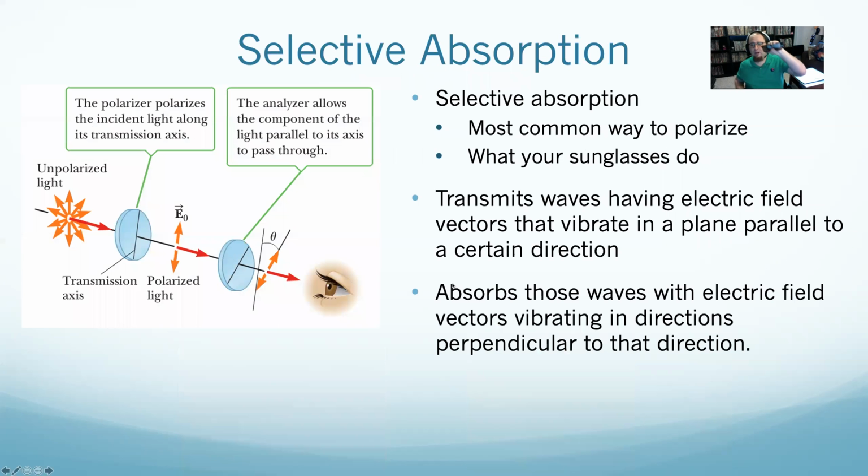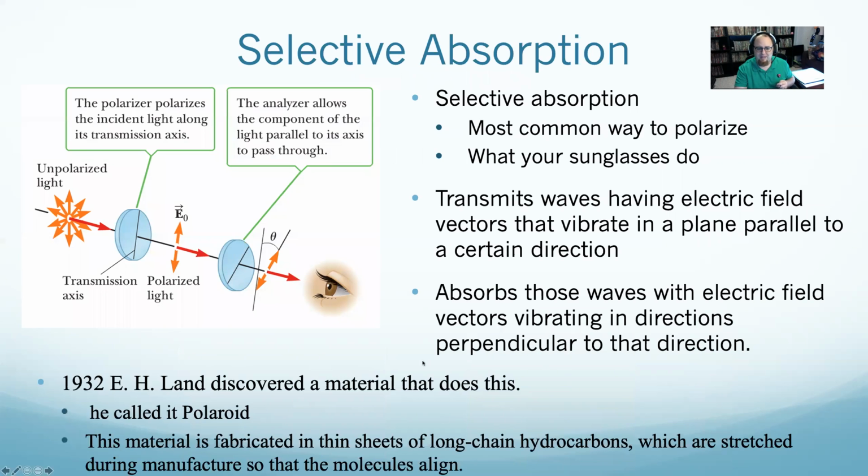When I put these sunglasses on, I am polarizing the light that hits my eyes, because these are polarized sunglasses. How it works is selective absorption: you take a material called a Polaroid. It was first discovered in 1932 by a man named E.H. Land. It's a sheet with long chains of hydrocarbons.